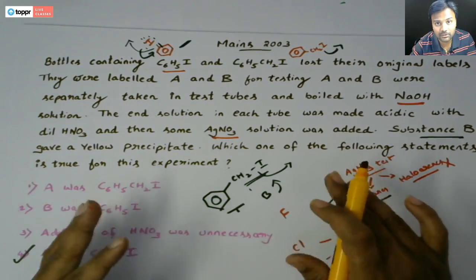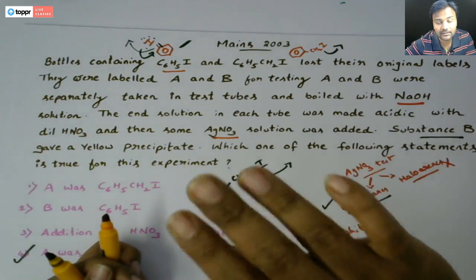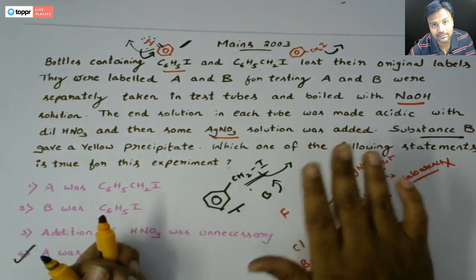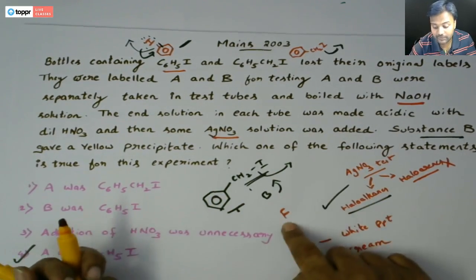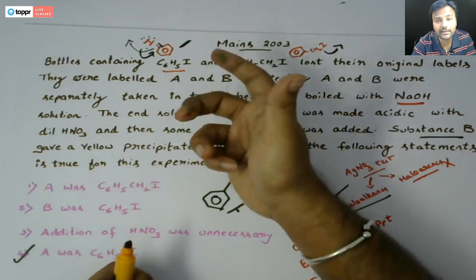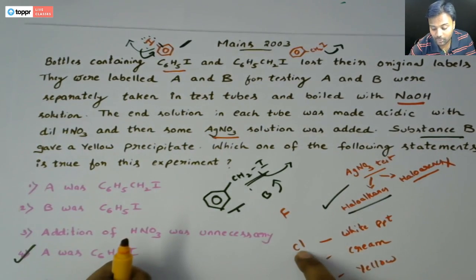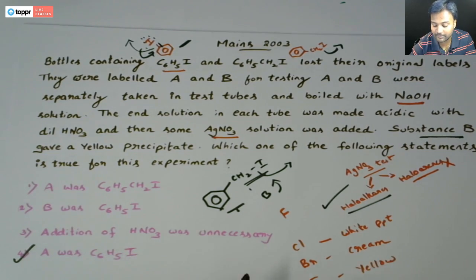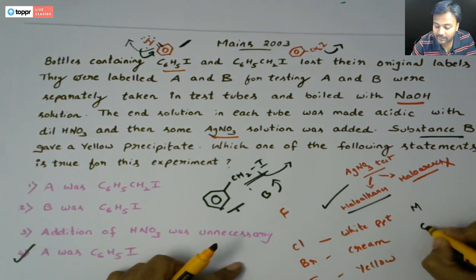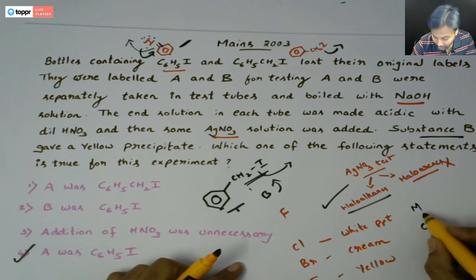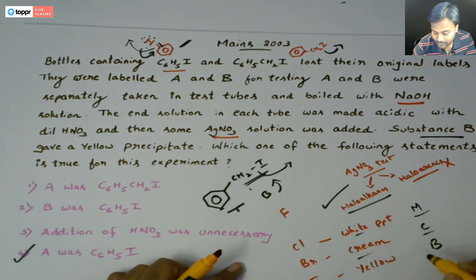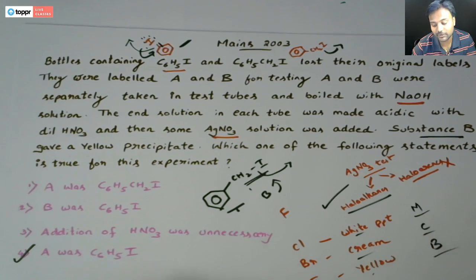Haloarenes do not respond. That means whenever you add the reagents, they will remain as such. There is no reaction. Whereas in the case of fluorine, a reaction takes place, but a clear solution is formed. In case of chlorine, white precipitate; bromine, cream precipitate; iodine, yellow precipitate. You can remember this as milk, cream, butter. The color of milk is white, cream is cream color, butter is yellow. In this way you can remember.